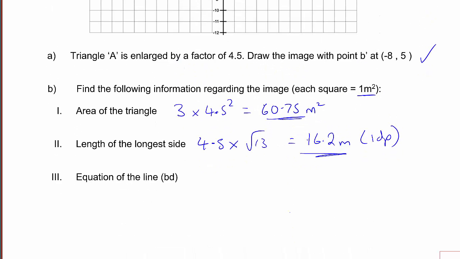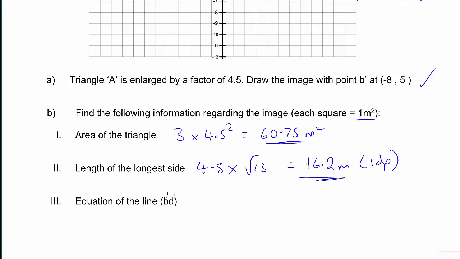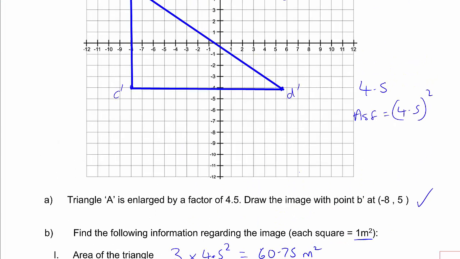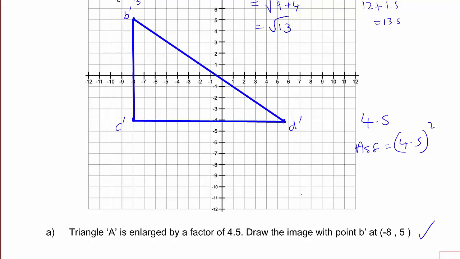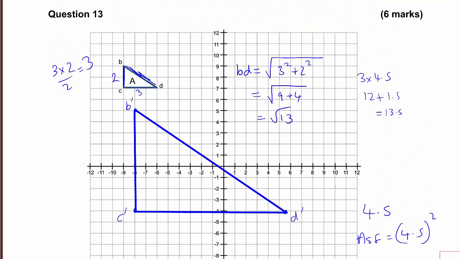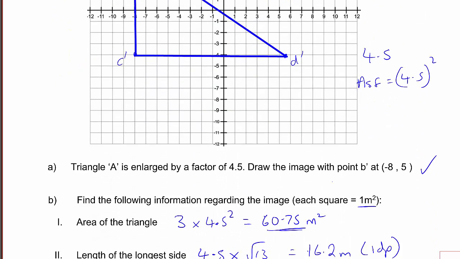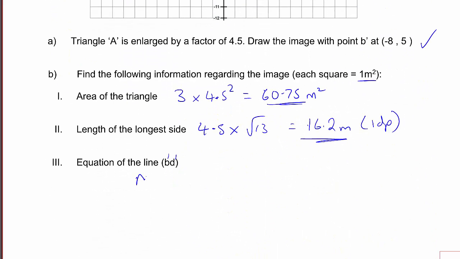And the equation of the line BD. Now I think it was B dash D dash actually that was what actually required. Don't worry, that will become clear on your test. So, well, the gradient of that obviously is going to be the same as the gradient of this. So it's 3 across and 2 down. So the gradient is negative 2/3. So 2 down is negative.